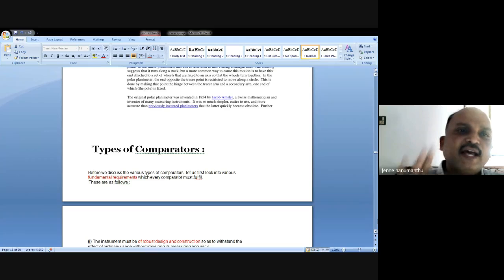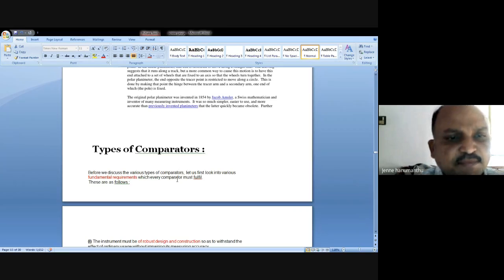Comparator compares the dimensions of the unknown with the standard. If any irregularities are there, it will show there is irregularity. Is any smoothness there? Yes, this is smoothness. This is a polished shape, a polished surface. It will show all this if you want to measure it.